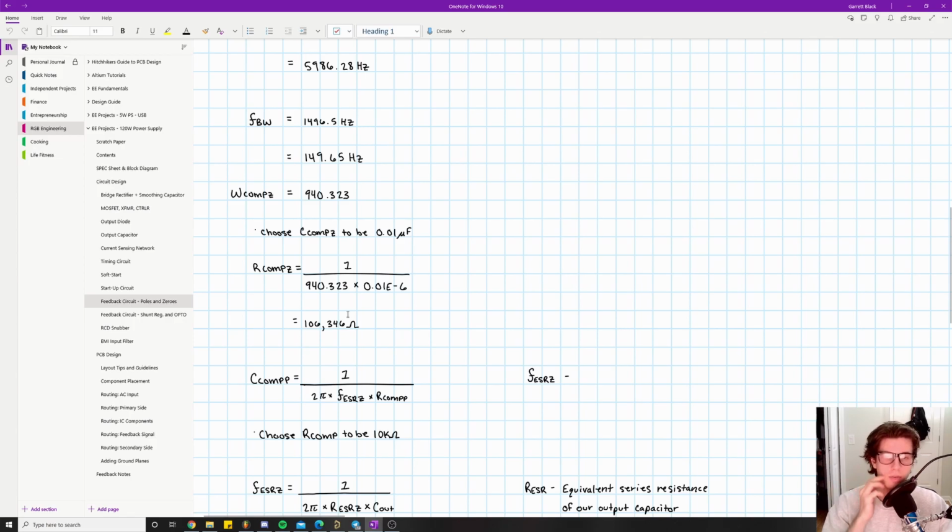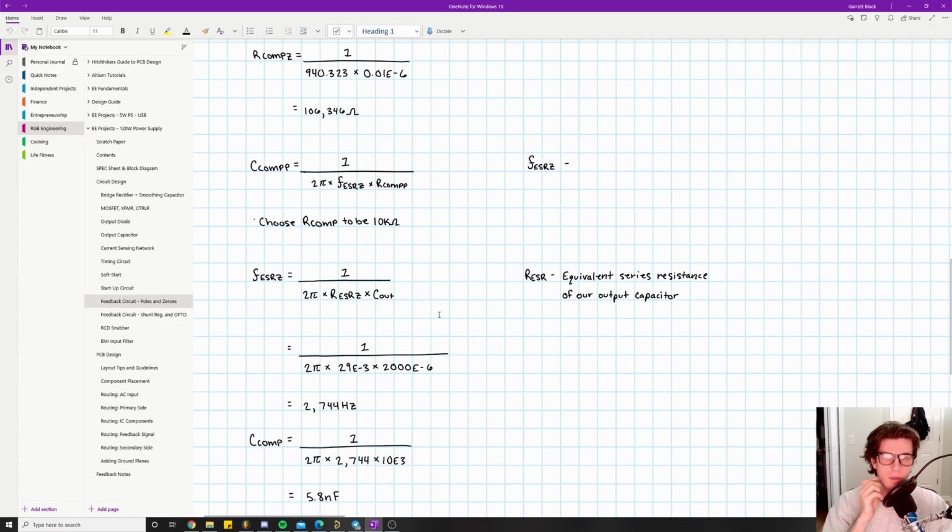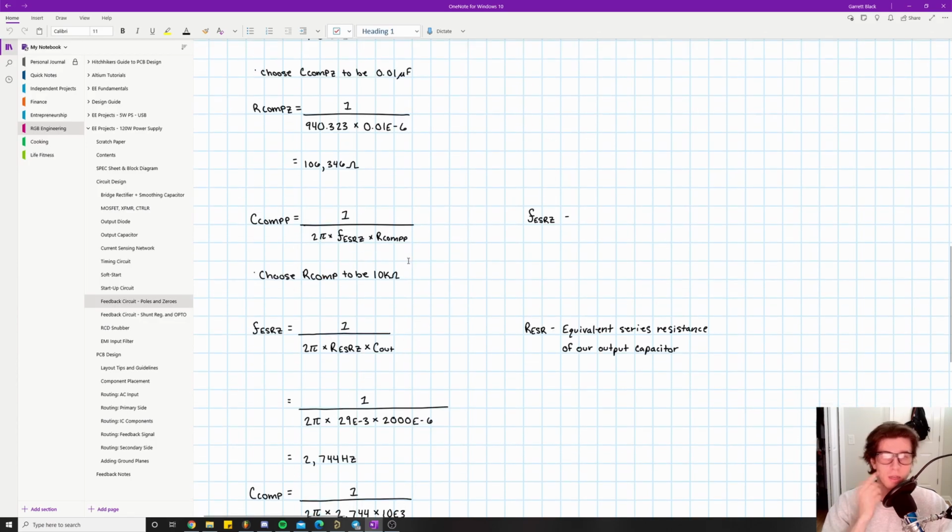So then we do the same thing for our C comp P. Just looking ahead, they have a similar equation. So we have this equation: F ESRZ equals 1 over 2 pi times R comp P times C comp P. It's a very, very similar equation. ESR stands for equivalent series resistance. And for the Z, I don't think I saw any notes in the data sheet about this, which is why I have this blank right here. Sorry about that.